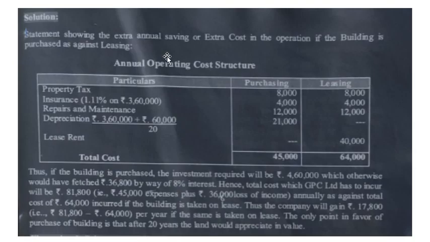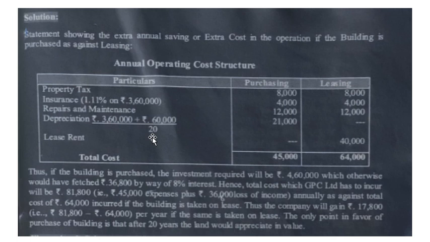So, a statement showing the extra annual saving or extra cost in the operation if the building is purchased as against leasing. So the annual operating cost structure. We have particulars, purchasing and leasing. We have property tax, which is 8,000. Whether you purchase or lease, as mentioned in the question, the purchaser must pay the property tax because it is his property.